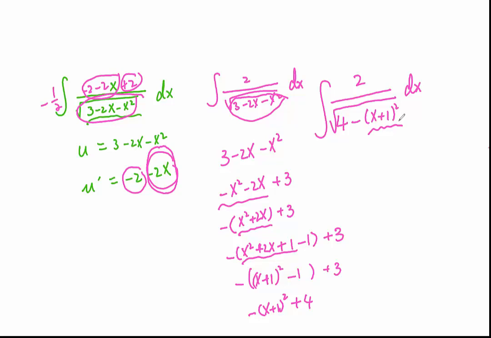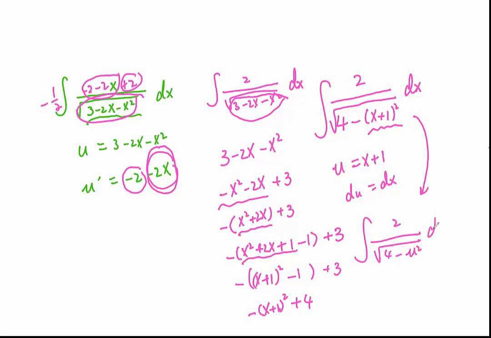If you think it's hard to look at, we can do a substitution first to have x squared. That means we can do our u substitution first. I'm going to set u to be x plus 1. Then du will be dx. Now this changes to 2 square root of 4 minus u squared du.